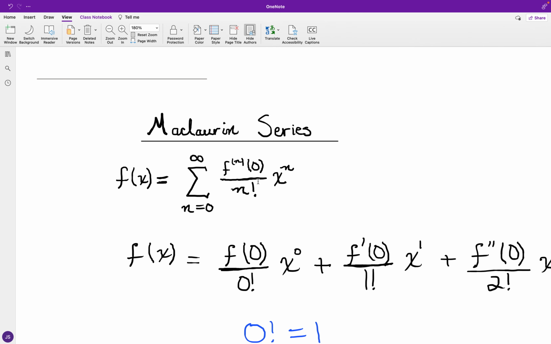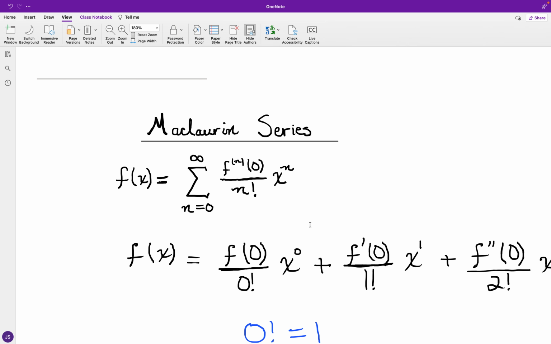For a function f of x, we have f of x equal to the summation as n goes from 0 to infinity of f to the n of 0, where the n is in reference to the order of the derivative of the function f of x when x is equal to 0, all over n factorial times x to the n.